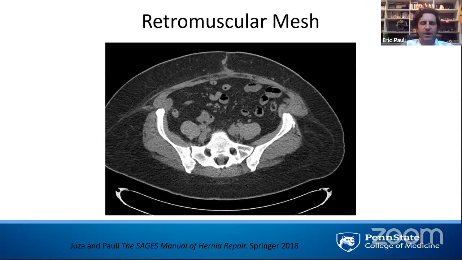Similarly, this patient had a transversus abdominis release. The same thing, this mesh is very flat against the rectus muscles, but what you can see in the middle is there's no linea alba. There's really just one big motor unit here, okay?